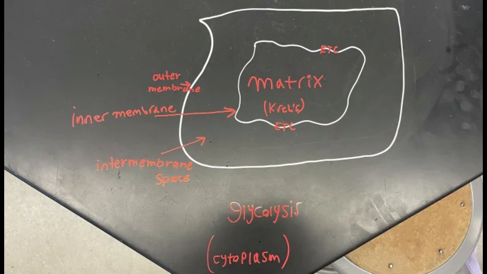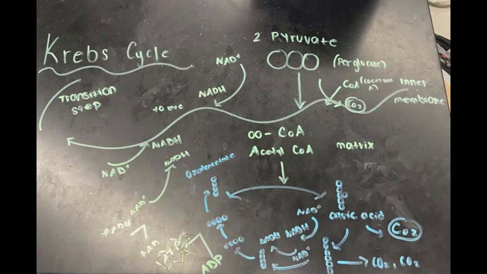The Krebs cycle takes place in the matrix of the mitochondria. This cycle is aerobic, meaning it requires oxygen. The transition step leading to the Krebs cycle is when two pyruvate molecules are converted to acetyl-CoA. Then, it combines with oxaloacetate to form citrate. Also, CO2 is released during the transition step to exit into the bloodstream.